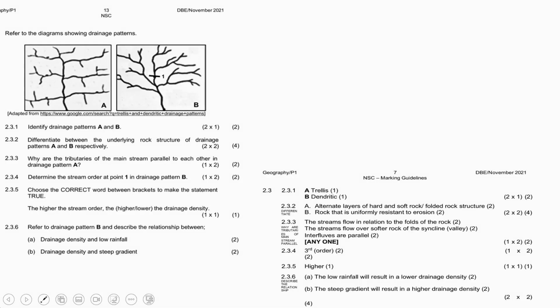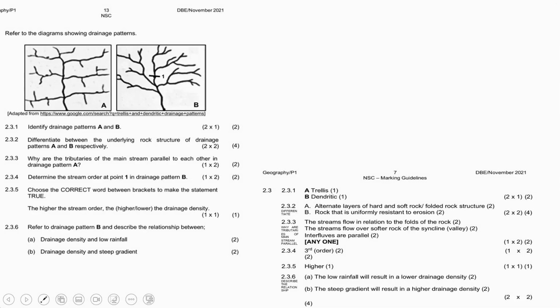Now let's get to the next question. Choose the correct word between the brackets to make the statement true. The higher the stream order, we've just dealt with that, the higher the drainage density, because you've got more tributaries joining together to produce a higher stream order.